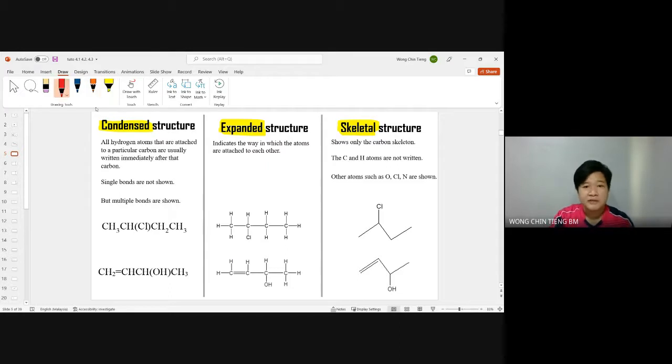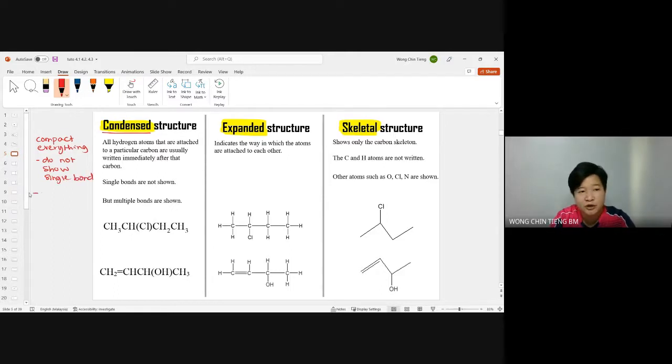Okay? So, what is meant by condense? Baca sendiri boleh tak? Saya nak bagi conclusion dia. In the condense, we compact everything. Alright? We compact everything. And how do we compact everything? We do not show single bond. Kita takkan show single bond. Tapi kita boleh show multiple bond.